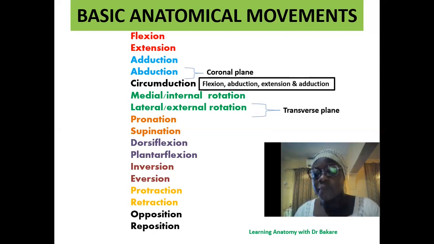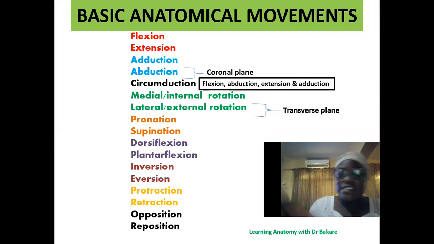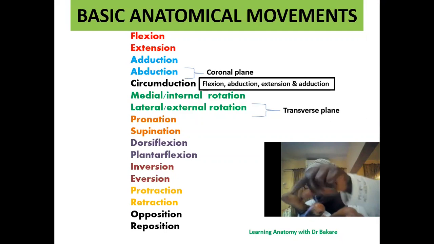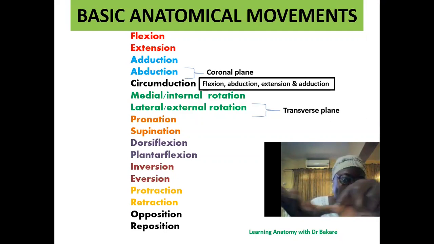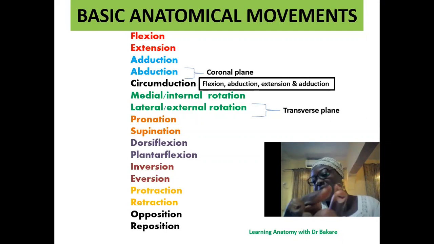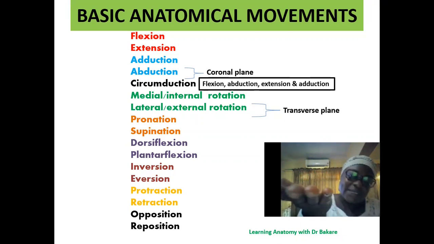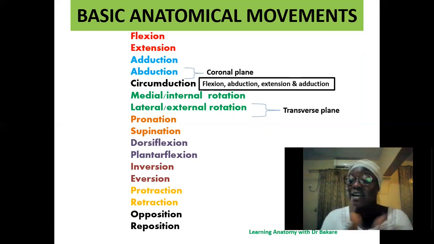Then we have opposition and reposition. This is the hand, this is the thumb, and this is the last finger. If we join the thumb and the last finger together, this is opposition. Then if we return it back, it is reposition. Returning it back, this is the way it is in anatomical position. These are the basic anatomical movements that we have, and we've tried to execute this movement for our understanding.